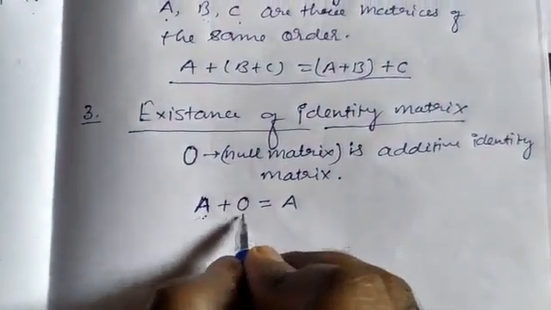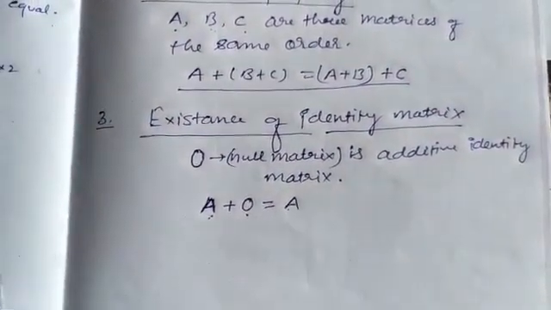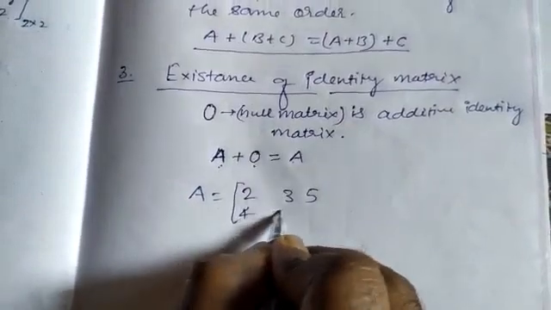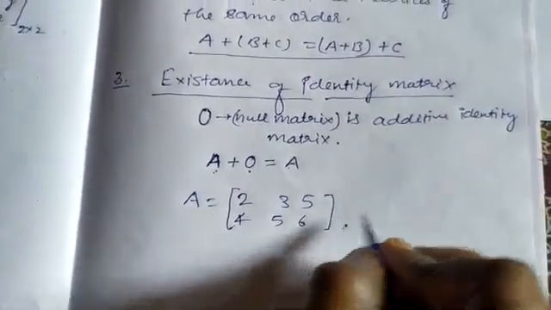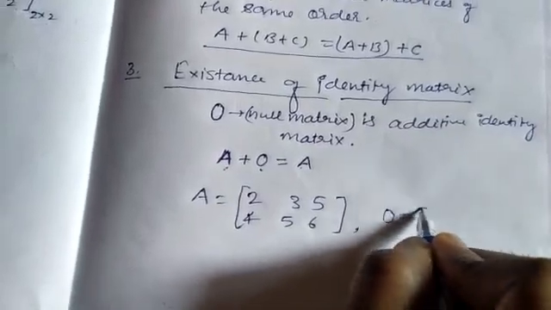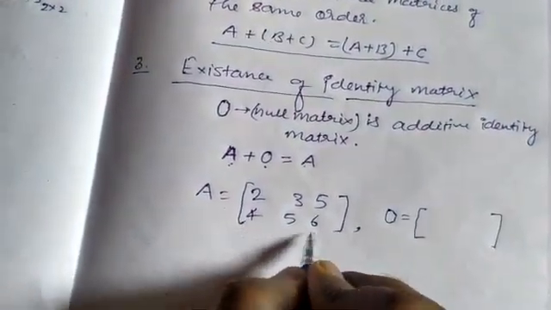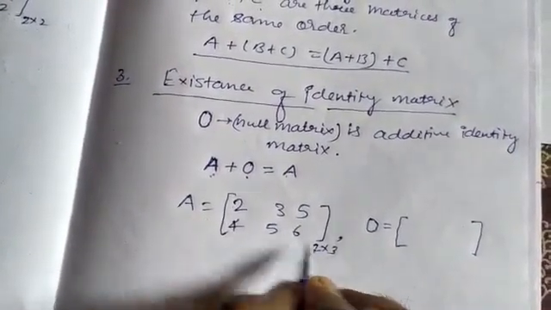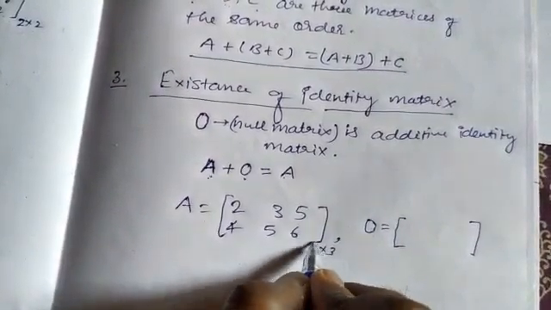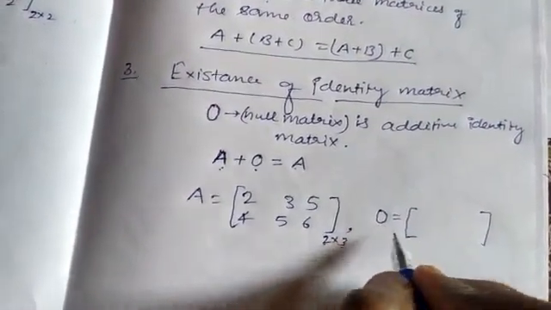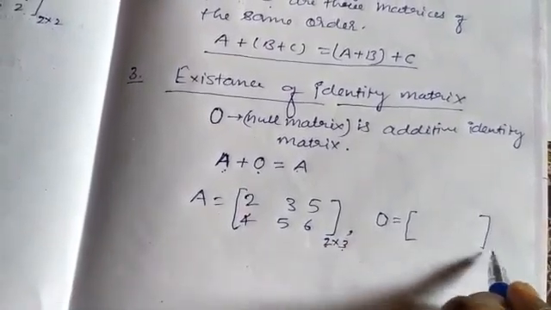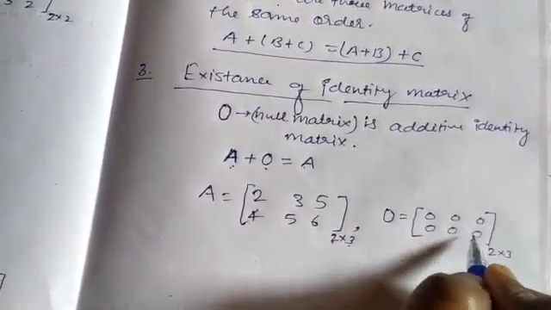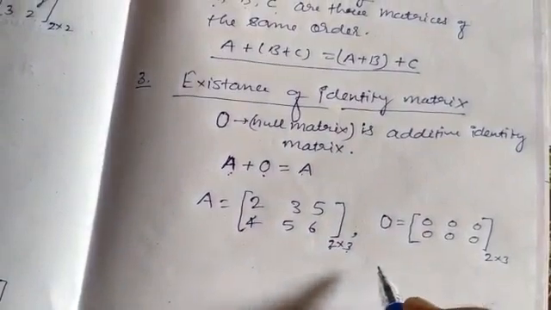If we add A and O, then you will get the A matrix. For example, let A equal 2, 3, 5, 4, 5, 6, and there exists a null matrix of the same order. The order of the matrix A is 2 cross 3, because there are 2 rows and 3 columns. You have to take a null matrix of the same order, 2 cross 3. All the elements of the null matrix will be 0, as we discussed in the definition and kinds of matrices.